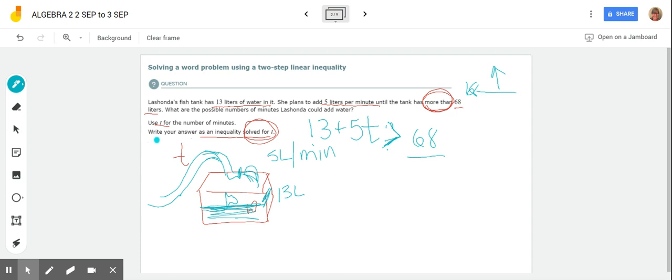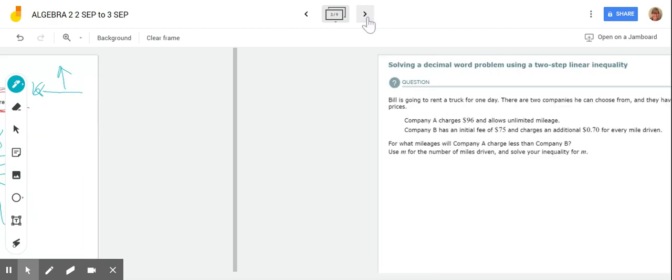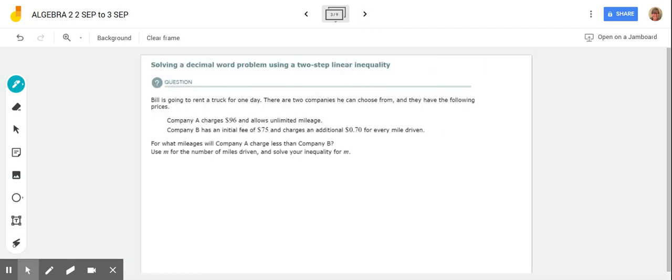But it asks you to solve for T. So we got to solve for T. So we're going to subtract 13 from both sides, and we're going to get 5T is greater than 55. So T has to be greater than 11. I think it's a funny problem because I can imagine the water spilling over because it's more than. I would have said at least. All right, moving on. All right, another word problem.